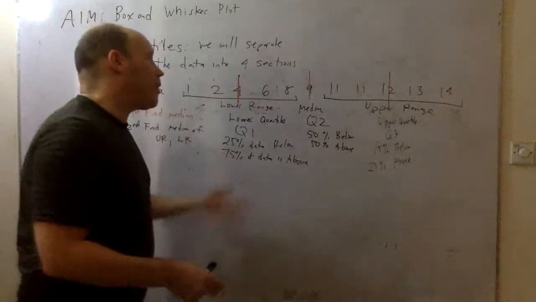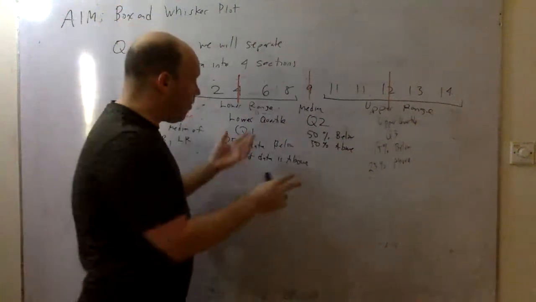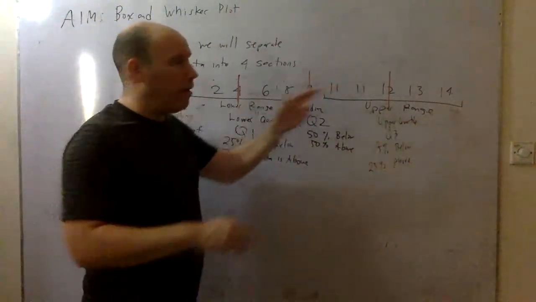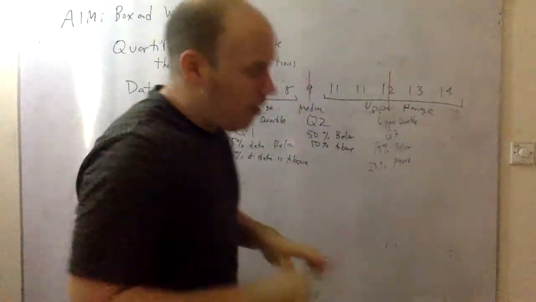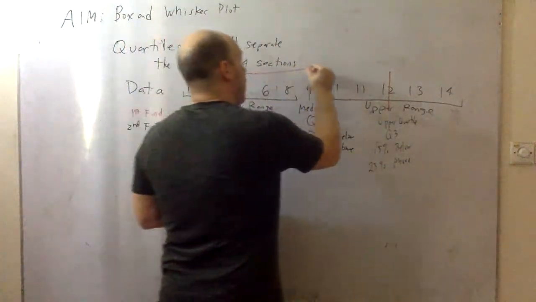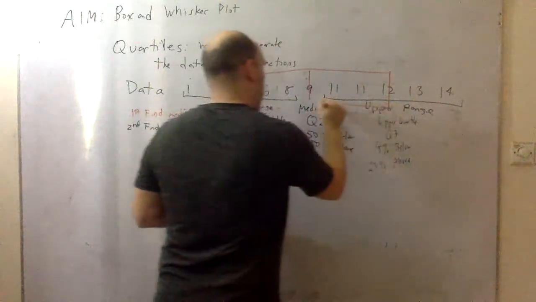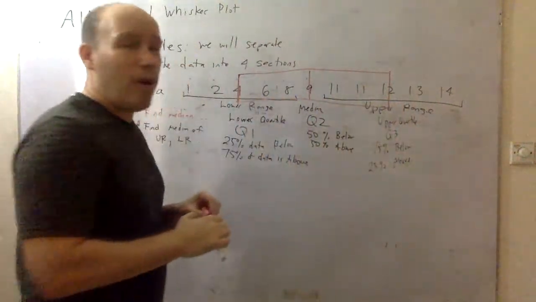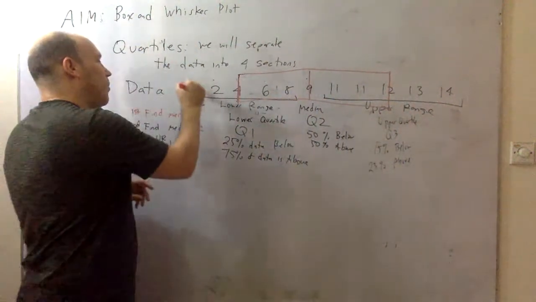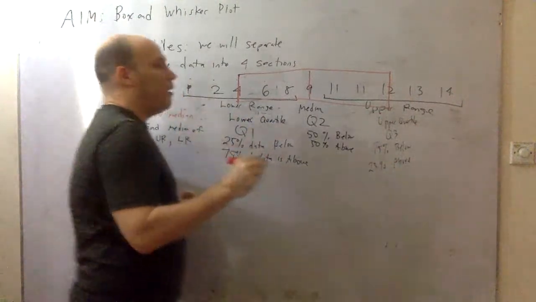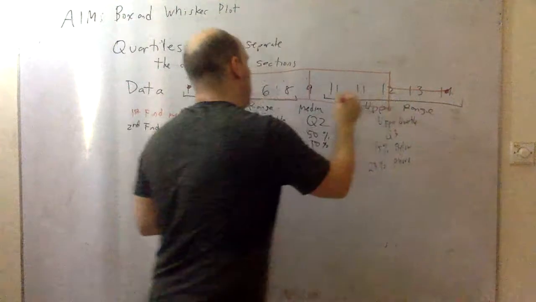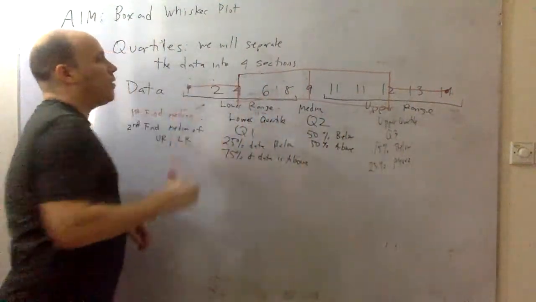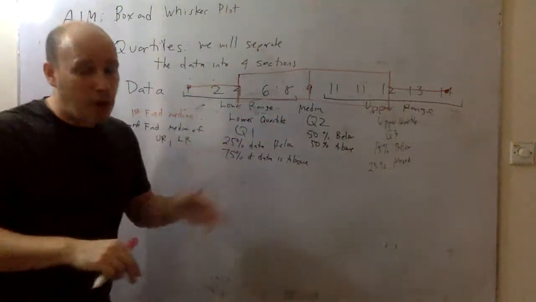Now, here's where the box and whisker comes in. So what I did was, you can see I put my data out, I drew in the medians. What we're going to do is draw a box. Then you're going to put a circle over the min, put a circle over the max, and then draw whiskers. And what you've done is you've drawn a box and whisker plot.